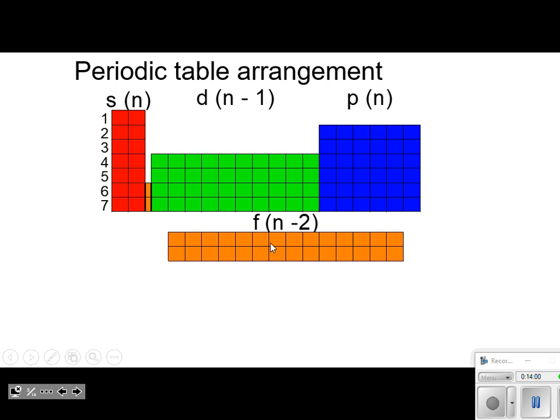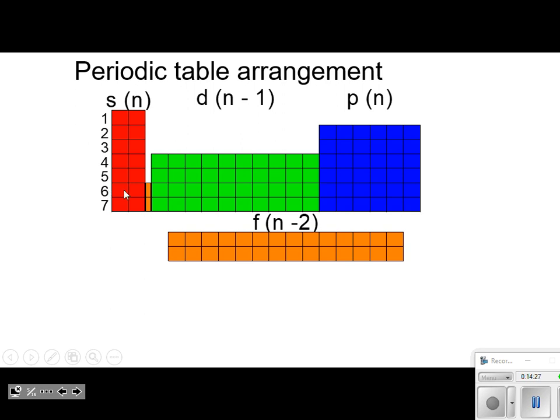Now, F is N minus 2. Remember that these F's fit in right here in the 6th and 7th period. So this top row of F block right here is N minus 2. Well, what's N? N is going to be 6. What's 6 minus 2?